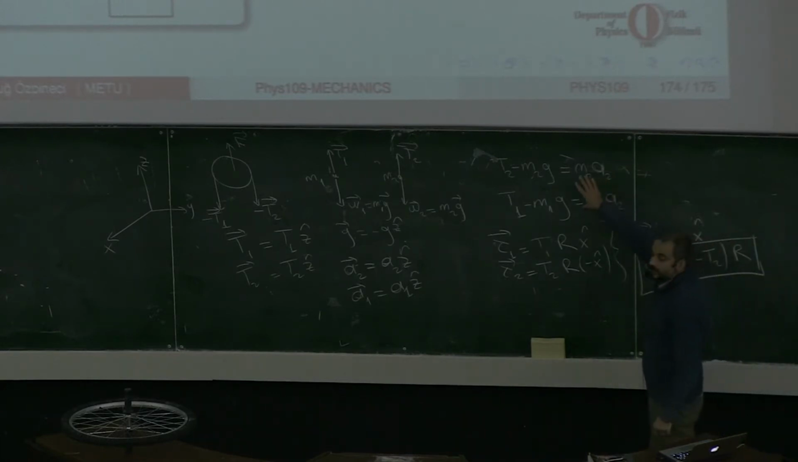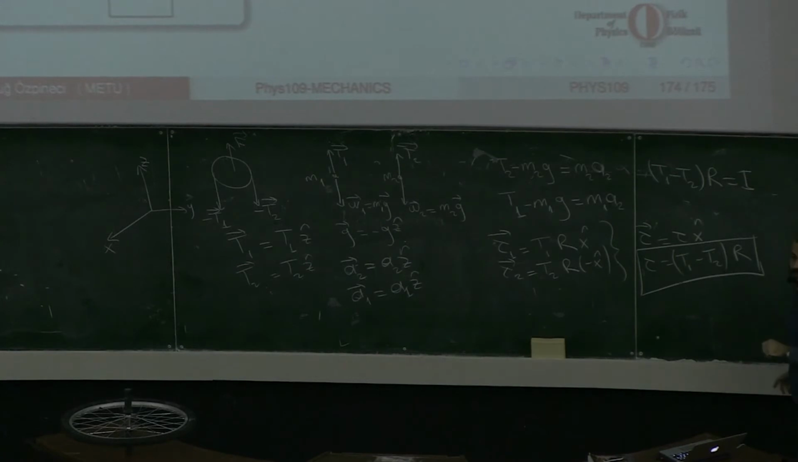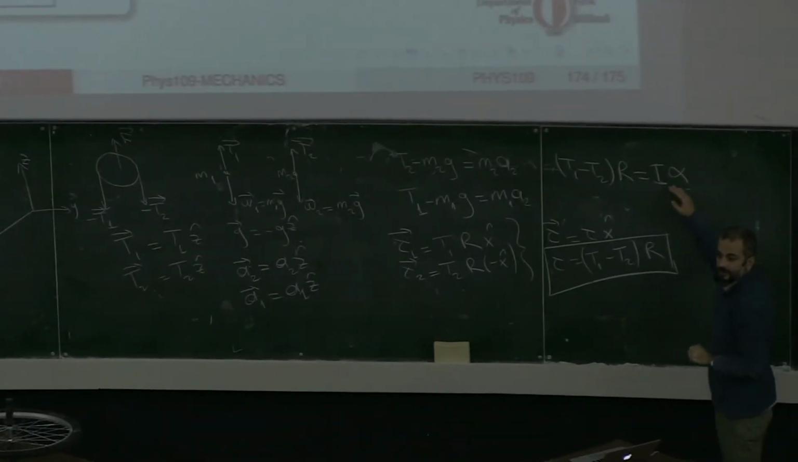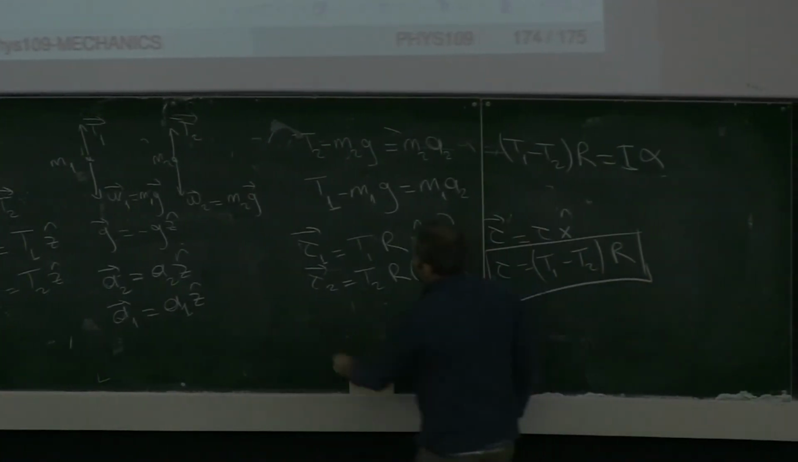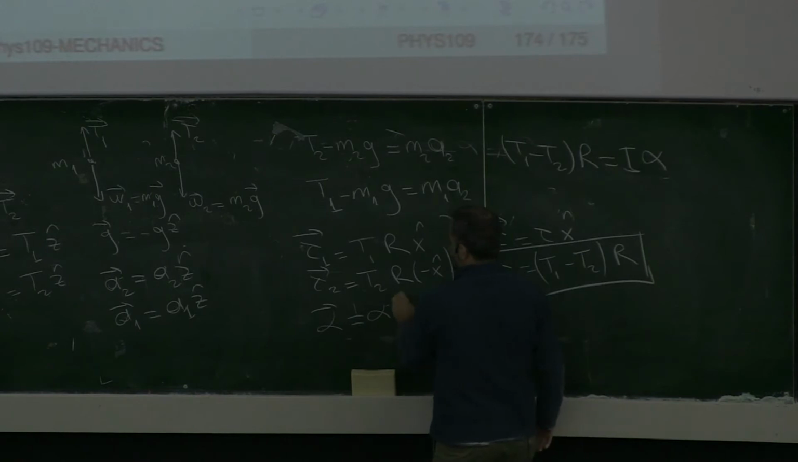Now the analogous equation to this one for rotations is just T1 minus T2 times r is the moment of inertia of the pulley, times its angular acceleration, where the angular acceleration vector I again write as alpha in the x-hat direction.